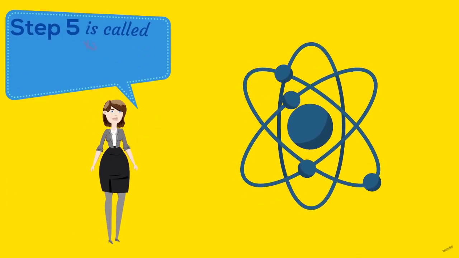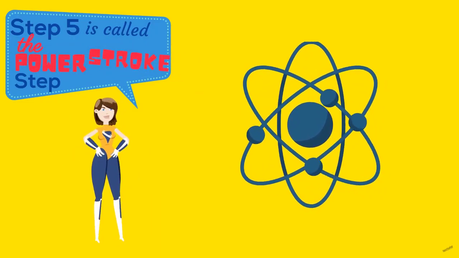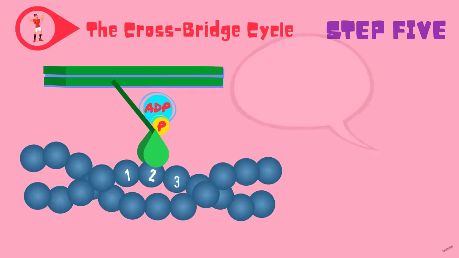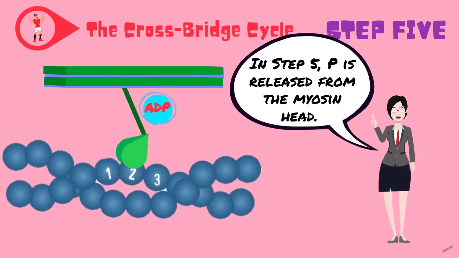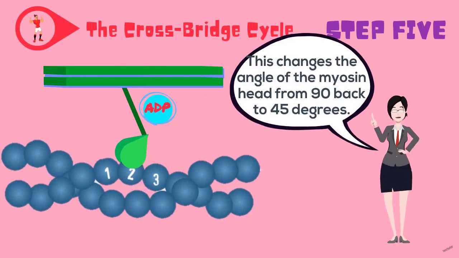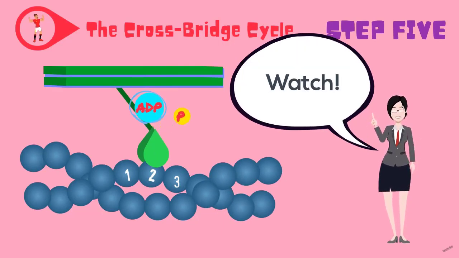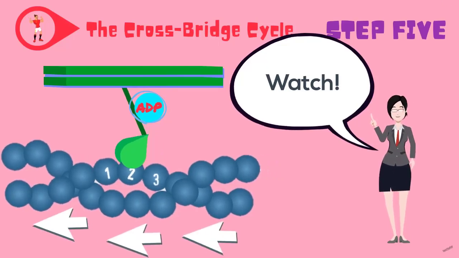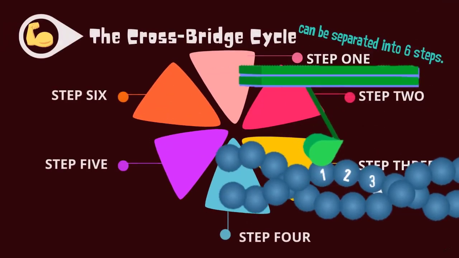Step 5 is called the power stroke step. In step 5, phosphate is released from the myosin head. This changes the angle of the myosin head from 90 degrees back to 45 degrees. When this happens, the actin filament is pulled in one direction. Watch. This change is what shortens the sarcomere during muscle contraction.